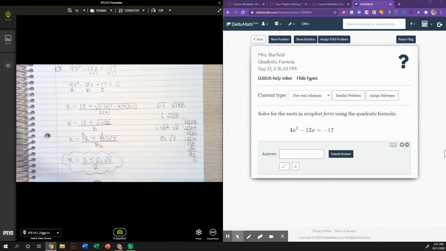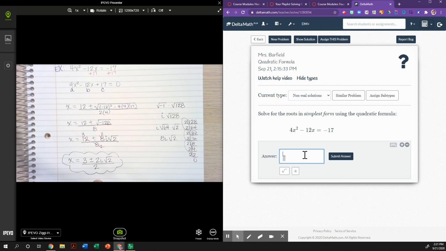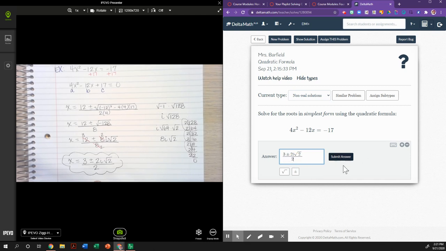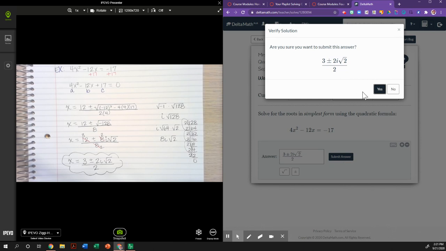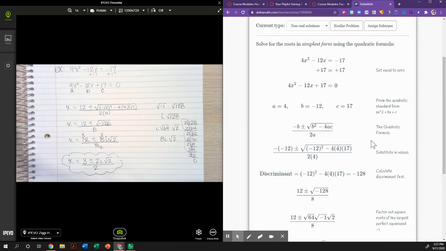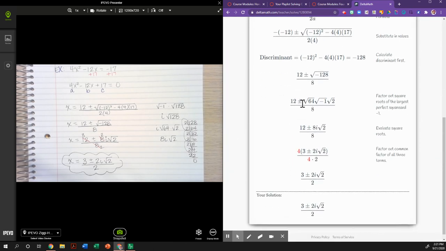Now, I would recommend when you go to Delta Math that you type the division bar first, and then 3 plus or minus 2i square root 2, and then on the bottom 2. All right, submit my answer. Yes, and there we go. Okay, and you can see he used a similar approach for simplifying a perfect square and simplifying a radical.